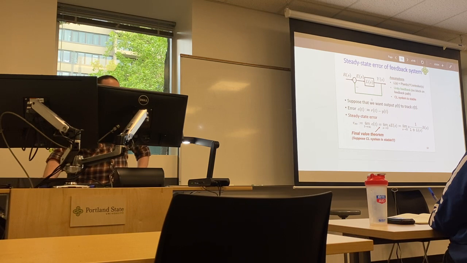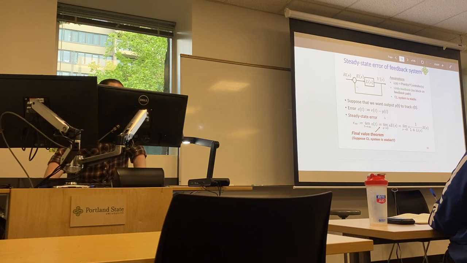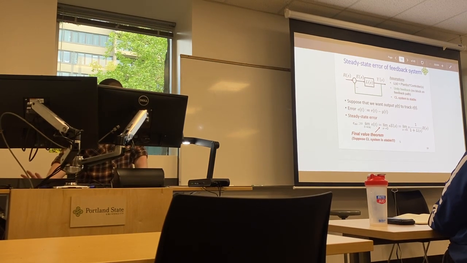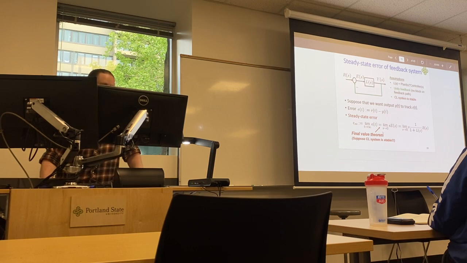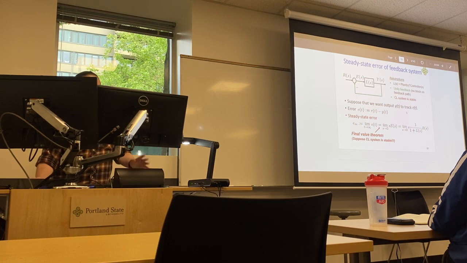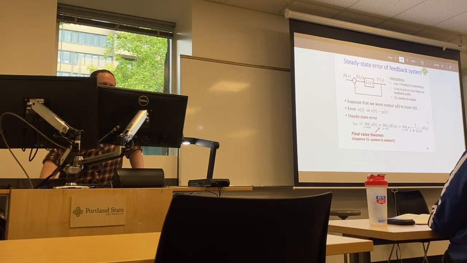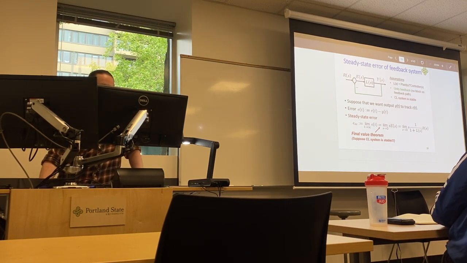So the error here would be r of t minus y of t. The steady state error would be the limit as time approaches infinity of e of t, or the limit as s approaches 0 of s e of s. Again, following our final value theorem, which I hope you're all still very familiar with. We are supposing in this instance that the closed loop system is stable. Important for this. So we end up with a limit here of s times 1 over 1 plus loop gain, times r of s. In this case, because we don't have any feedback going on there.